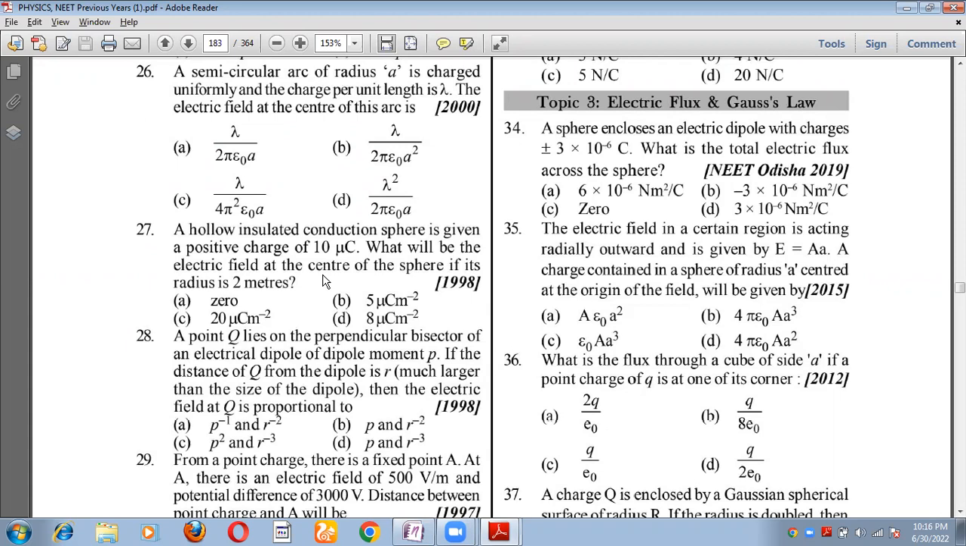Has everyone got the question? Okay, one answer I got from Nipa. She's saying A, Krishna is saying A. A is the correct answer, right? Very easy question. The electric field at the center is always zero, whatever be the radius. So no need to solve question number 27. The answer is A. The electric field at the center of a shell, or a conducting charged sphere, is always zero, whatever be the radius.